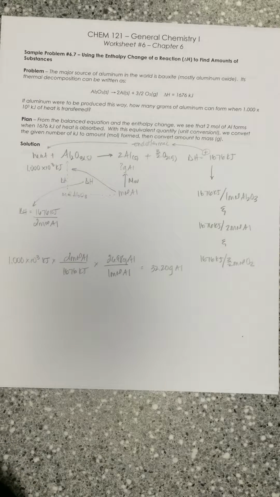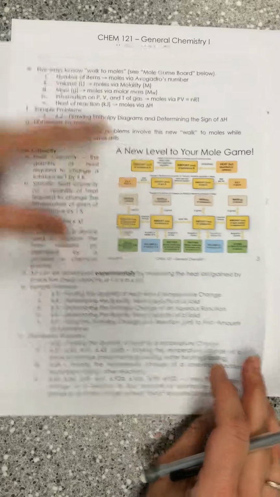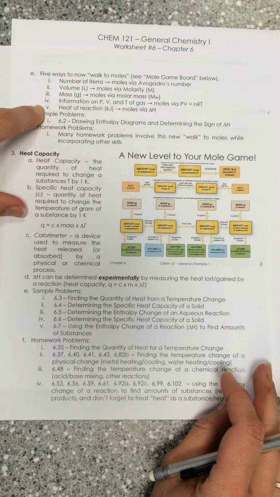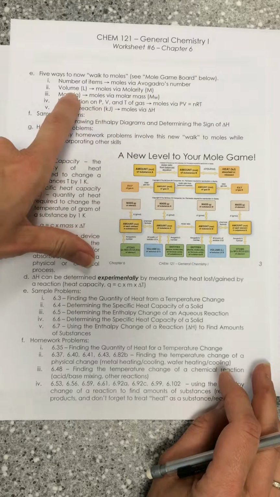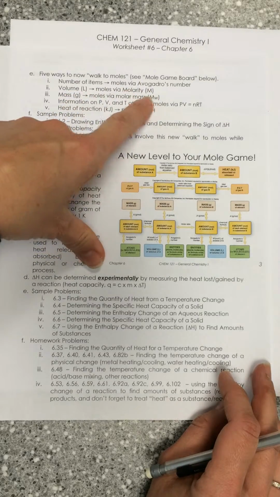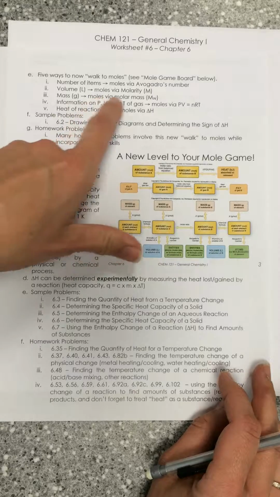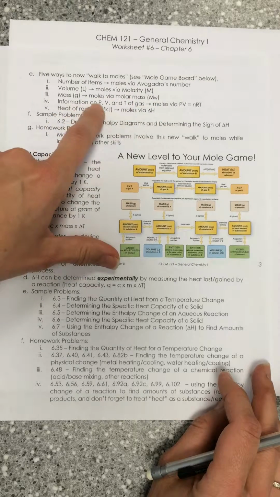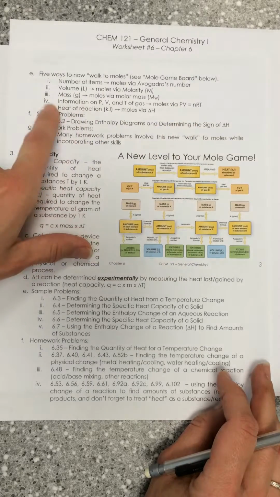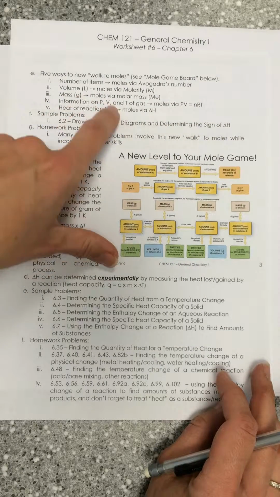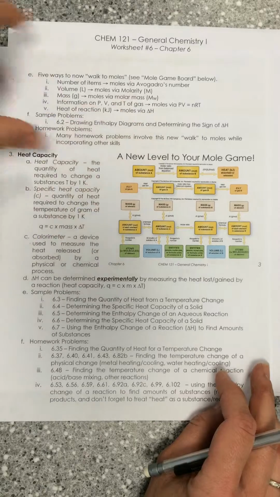So again, that's just one more way that we can walk to moles. There are 5 ways to walk to moles now. Number of items to moles via Avogadro's number, volume in liters to moles via molarity, mass in grams to moles via molar mass, information on pressure, volume, and temperature of a gas to moles using the ideal gas law, and now heat of a reaction, kilojoules to moles via delta H.